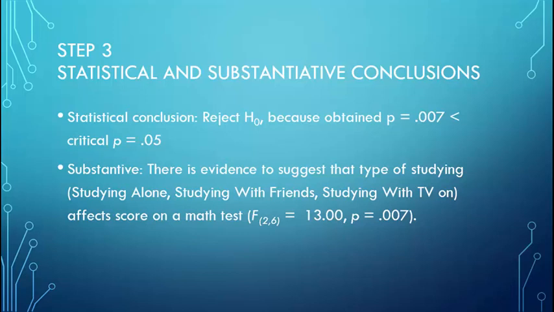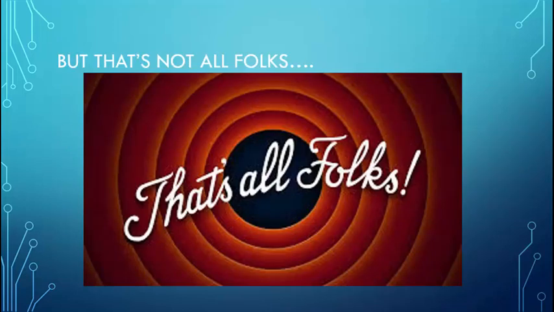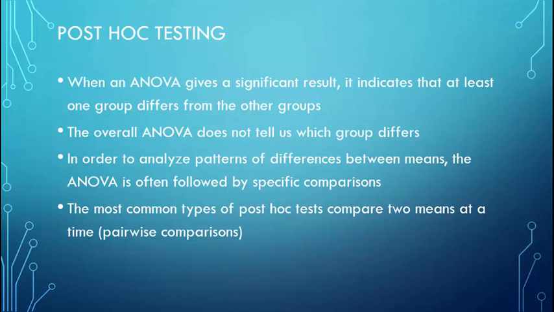All right, we've gone through those steps in 3 different problems, and I hope those are making sense to you. But that's not all with ANOVA. We've got one final step, something called post-hoc testing. When an ANOVA gives you a significant result, like we did for the last 2 problems, for grade in school, we had a significant ANOVA, and type of studying, we had a significant ANOVA. It tells us that at least one group differs from all the other groups, but the overall ANOVA does not tell us which groups are different.